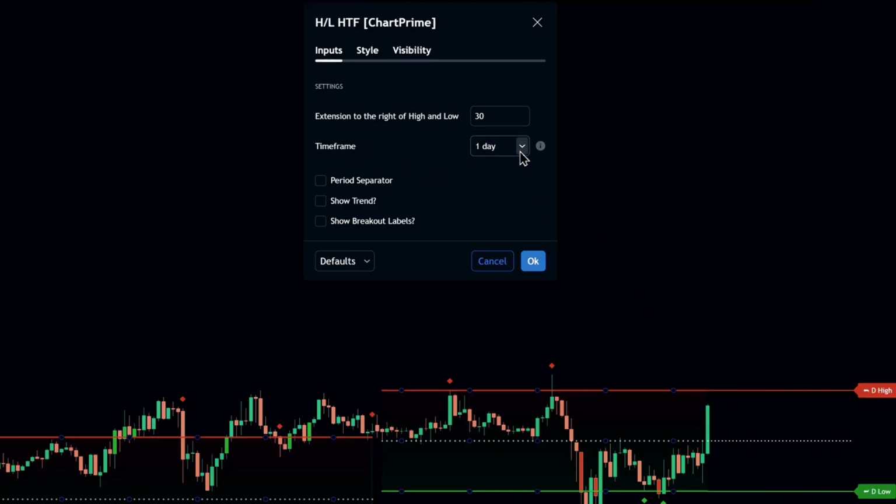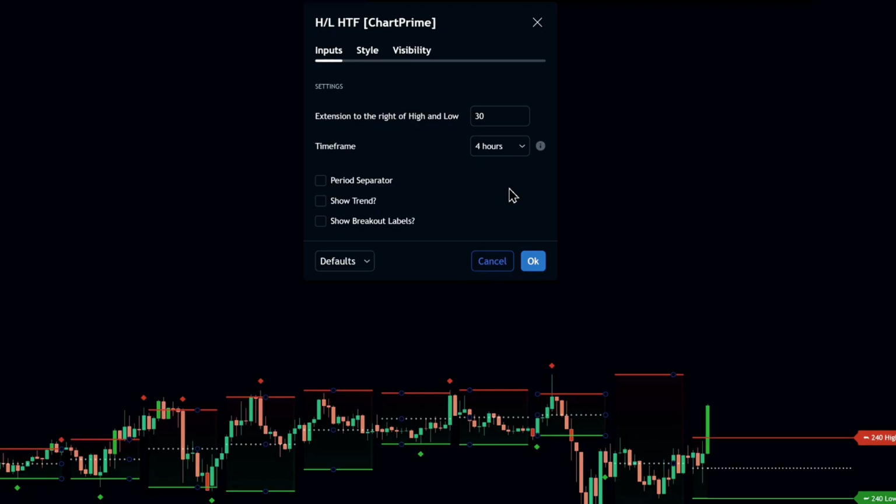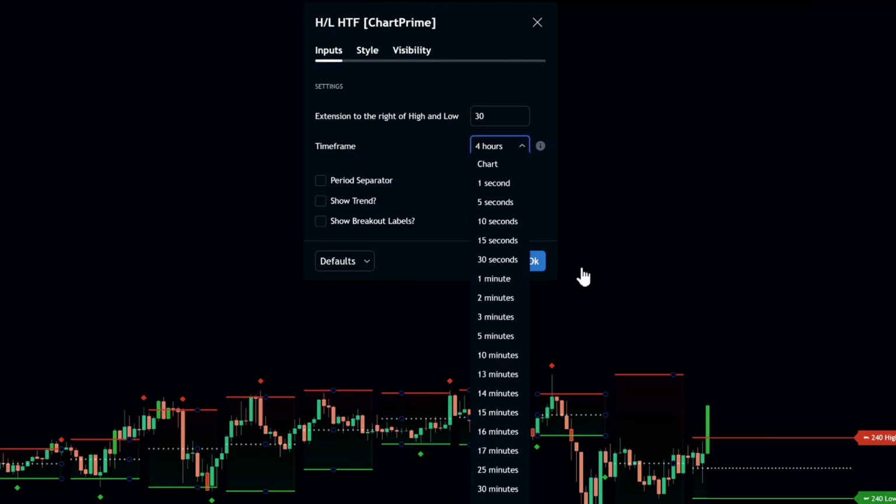Next, there's the time frame setting. This lets you choose which higher time frame to pull the high and low levels from. By default, it's set to daily time frame, as I've told you before. But since I'm using the 15-minute chart for GBP JPY, I think the 4-hour time frame works better. If you're using a different time frame, especially something shorter than 15 minutes, you'll need to test it out to see what works best for you. Generally, the lower the time frame you pick, the more signals you get. If you want stronger but fewer signals, go with a higher time frame.